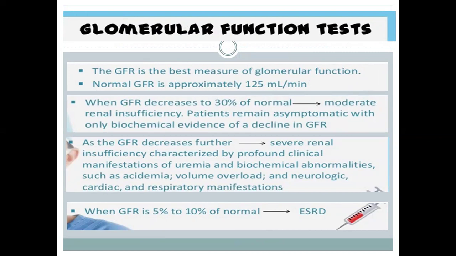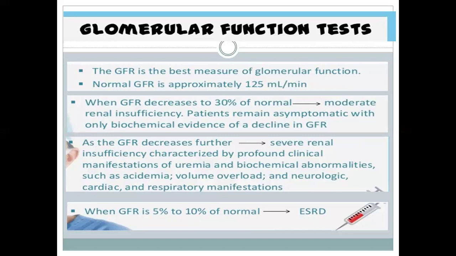Glomerular function test. The glomerular filtration rate is the best measure of glomerular function. Normal glomerular filtration rate is approximately 125 ml per minute. When glomerular filtration rate decreases to 30% of normal, this indicates moderate renal insufficiency. Patients remain asymptomatic with only biochemical evidence of decline in glomerular filtration rate.